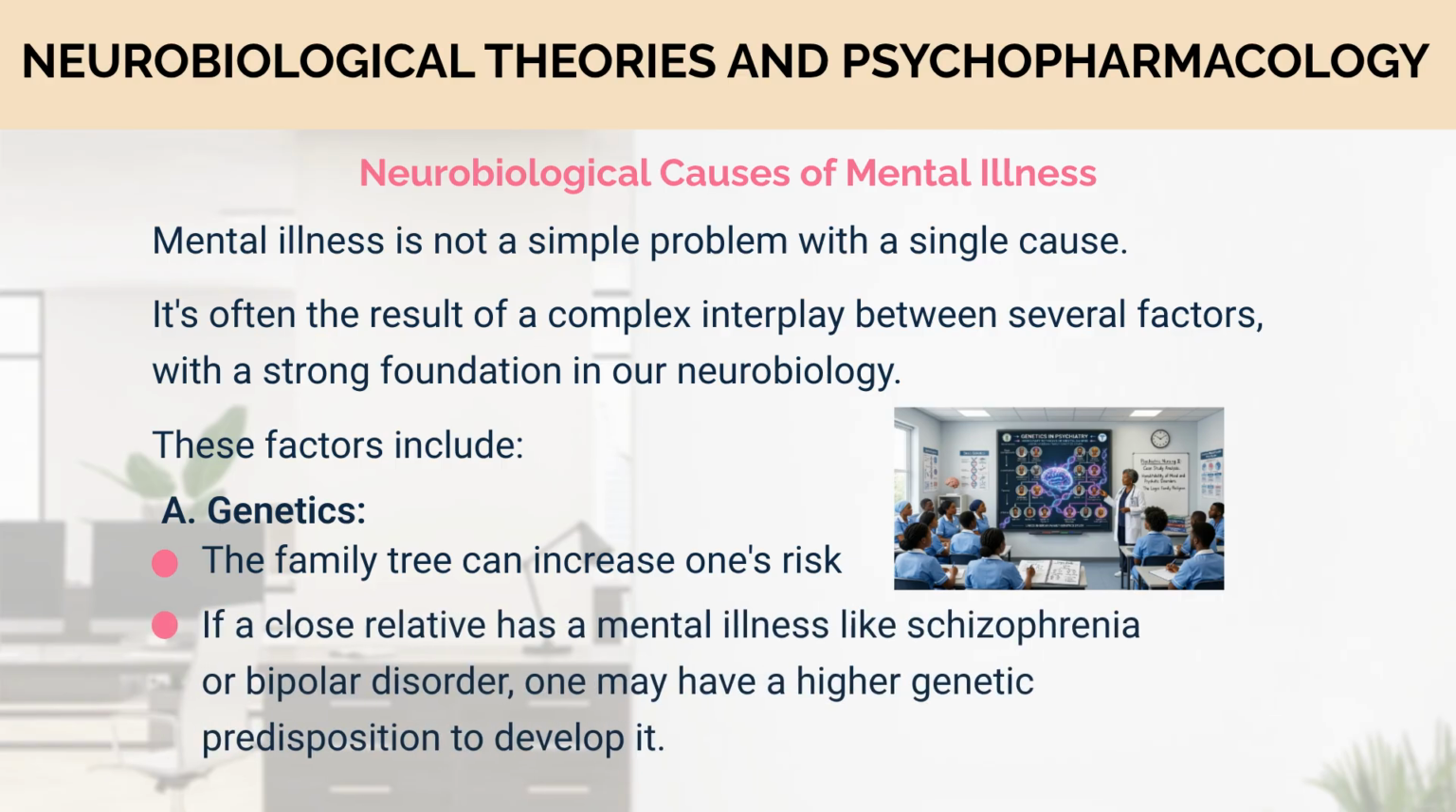If a close relative has a mental illness like schizophrenia or bipolar disorder, one may have a higher genetic predisposition to develop it. However, having the gene doesn't guarantee you'll get the illness.